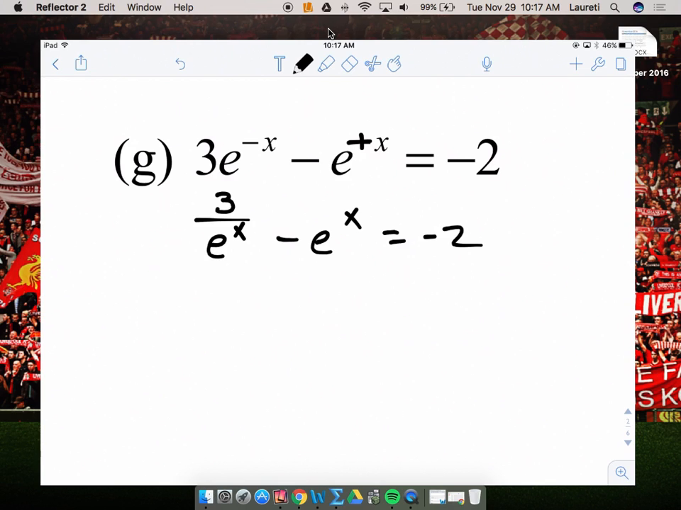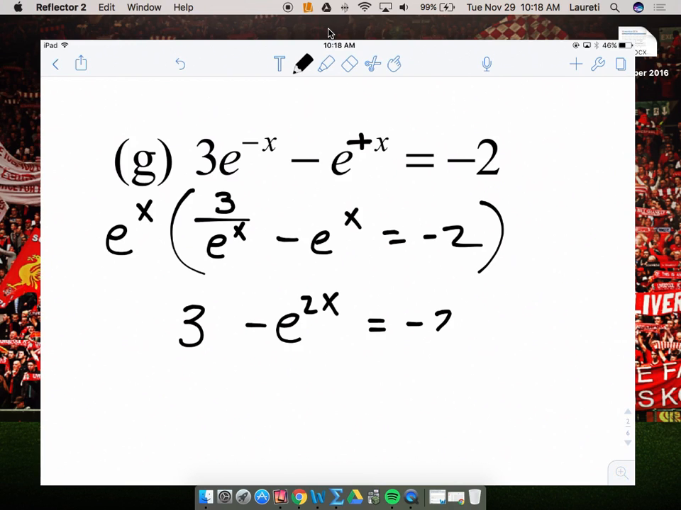I want to get rid of that fraction. So what's going to help me eliminate that? Right, good. Multiply everything by e to the x. So when you do that, the first term just gives you 3 because the e to the x cancels. And then when you do e to the x times e to the x, what does that give you? e to the 2x, good. And then you're left with negative 2e to the x.